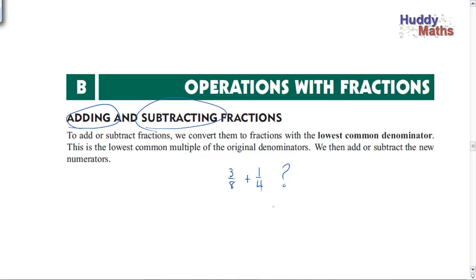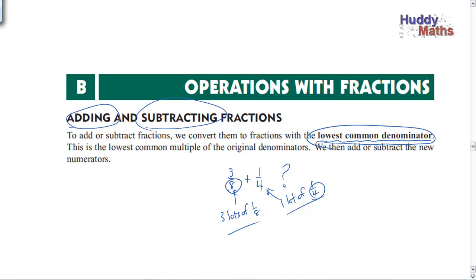Okay, so what we've got to do is what I indicated before. We want the lowest common denominator. Why? Because this is 3/8, 3 lots of an eighth, and this is 1/4, 1 lot of a quarter. So the idea here is you can't add them up. It's like 3 cats and 1 dog. So what we need to do is to change the quarters to eighths. So we're going to get the lowest common denominator. What will they both go into?